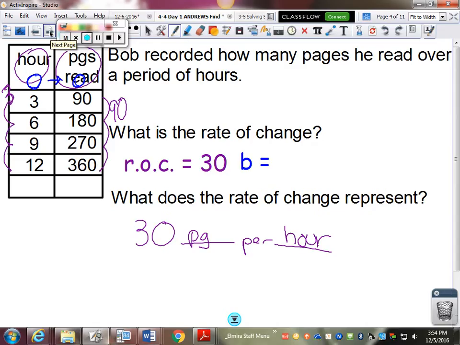Okay, same thing here. 3, 6, 9, 12. Okay, I don't see a 0. But if we continue the pattern up, counting by 3s, 0 would just come before 3. This side's counting by 90s, so this would also be a 0.